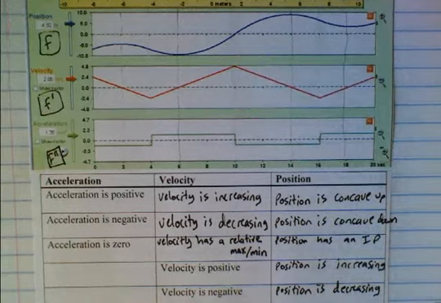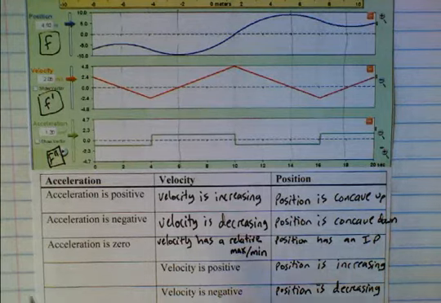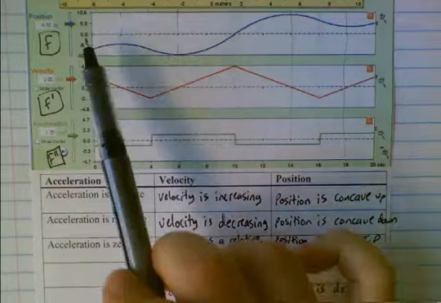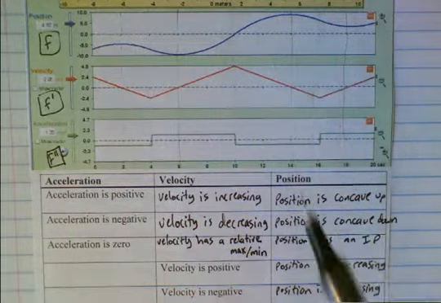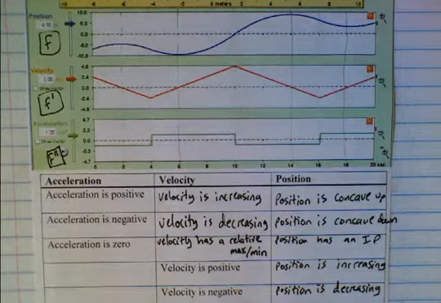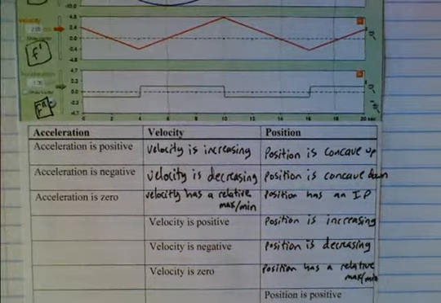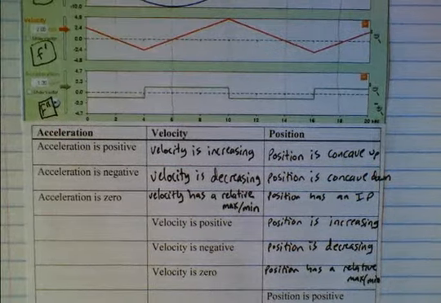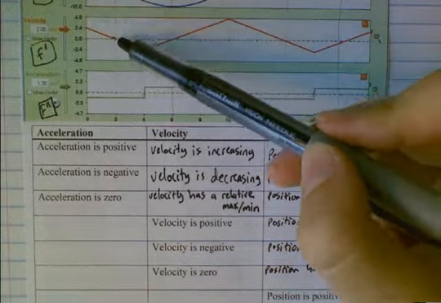And this makes a lot of sense because if velocity is positive, then the change in position is positive. Moving Man should be going to the right. His position should be getting more positive. And notice when velocity is 0, relative maximum, relative minimum, relative maximum, relative minimum. Right there.